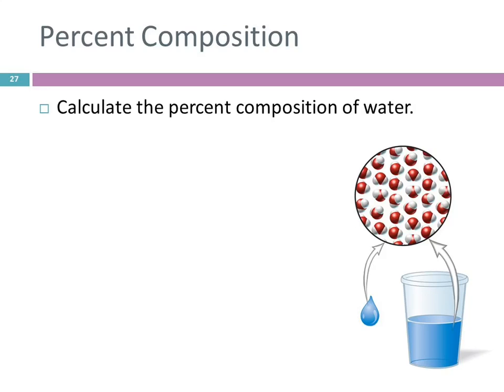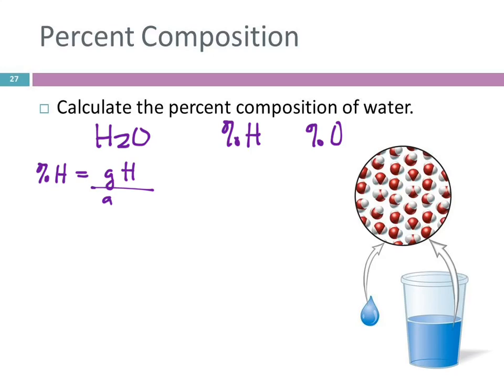So let's calculate the percent composition of water. We can do this from the chemical formula. H2O is the formula. For percent composition, we're looking for percent hydrogen and percent oxygen, the two elements that are in it. The percent hydrogen will equal the mass of hydrogen divided by the mass of the whole thing, the water, times 100%.